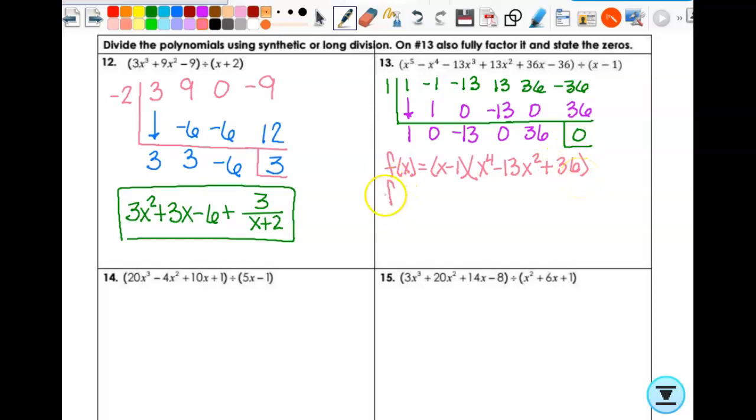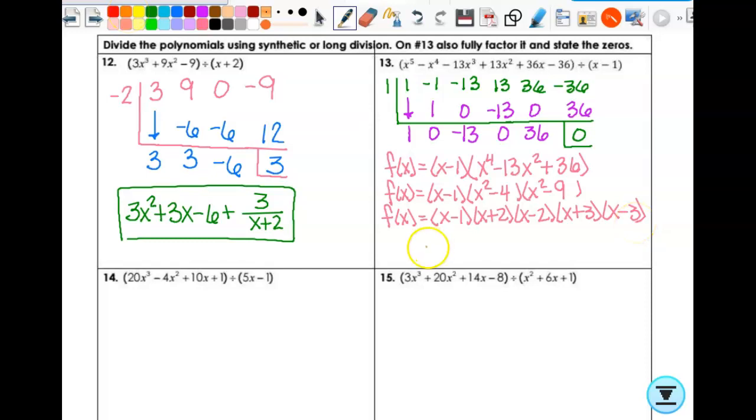So then I have to factor f of x is equal to x minus 1. A is 1, so I can jump to my two parentheses that have x squared and x squared. Two numbers that will multiply to give me 36, combined to give me negative 13, will be negative 4 and negative 9. These are both difference of squares, so I can factor some more. So I get x minus 1 times x plus 2 times x minus 2 times x plus 3 times x minus 3. Right, and then the final part to this is I have to have my zeros. So my zeros are 1, plus or minus 2, and plus or minus 3.